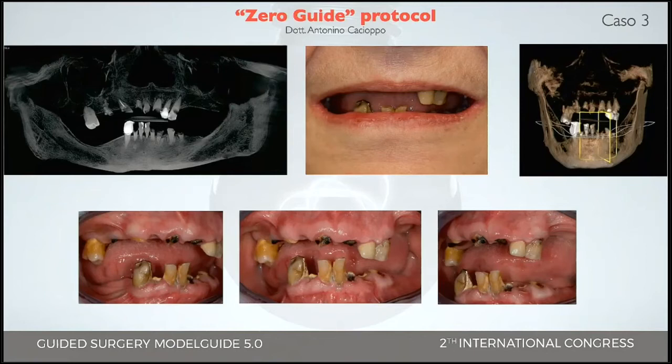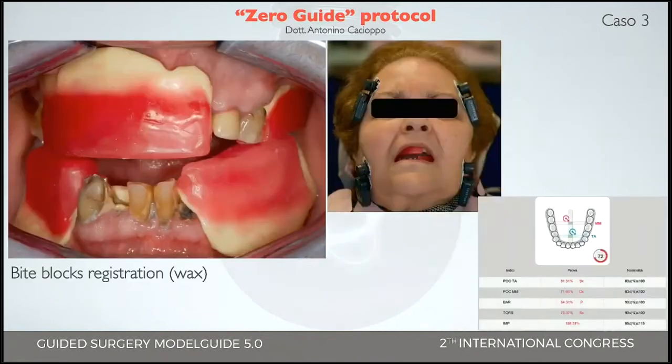This was absolutely an amazing case, an amazing proof for me. I started with bite block registration. This was not a patient of mine, this was a patient of a colleague of mine, and she started in the analogical world. After this bite block registration, of course, I started 100% in the digital world, in my digital world.